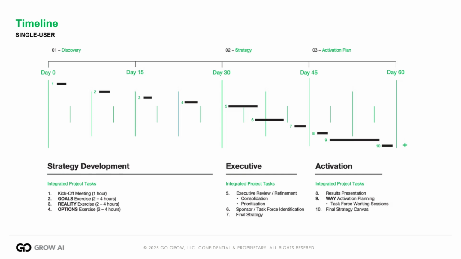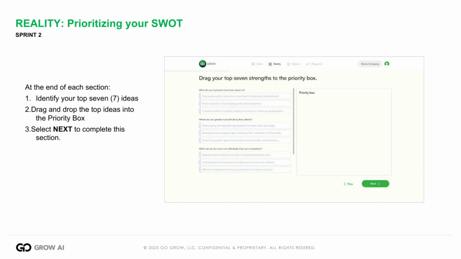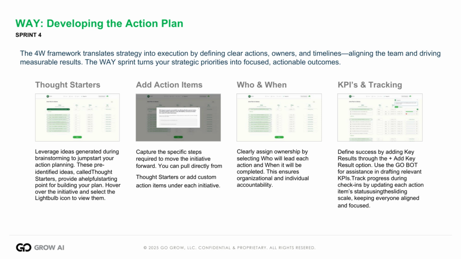If you're a single user on an individual plan, here's a sample 60-day roadmap. Kick-off meeting. Introduce the process to your organization. Goals sprint. Spend 2 to 4 hours defining your foundation. Reality sprint. Dedicate another 2 to 4 hours to your SWOT analysis. Options sprint. Half-day session to brainstorm growth opportunities. Weigh sprint. Refine, prioritize, and assign action plans. Finalize your plan, assign sponsors, and review progress.